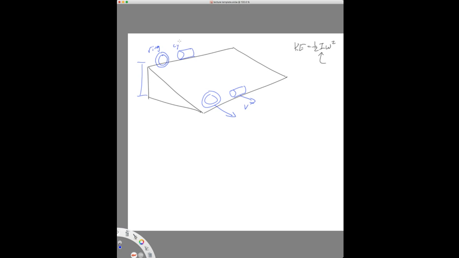So this would be a solid cylinder. Or we could have a solid sphere, or a hollow sphere, and have a race between all of these. And that's what you're going to be doing in your lab. Now, you'll have a whole document that gives you detailed instructions, but the idea is you're going to be holding races between objects.